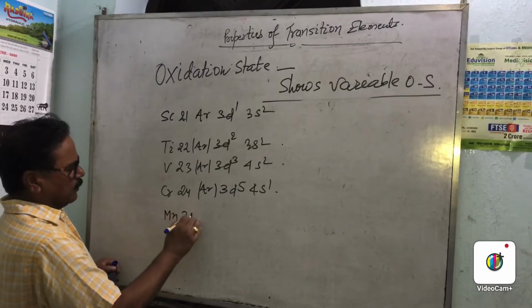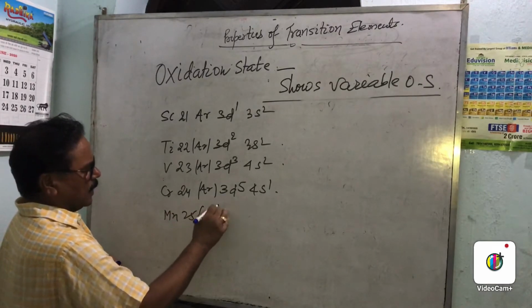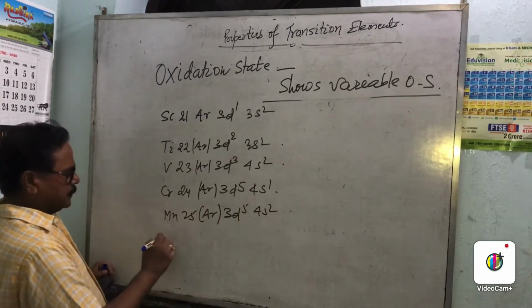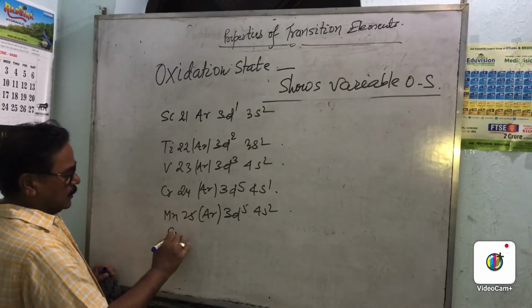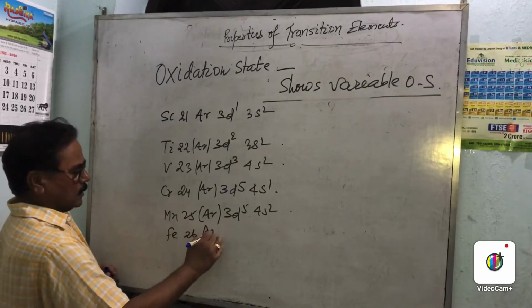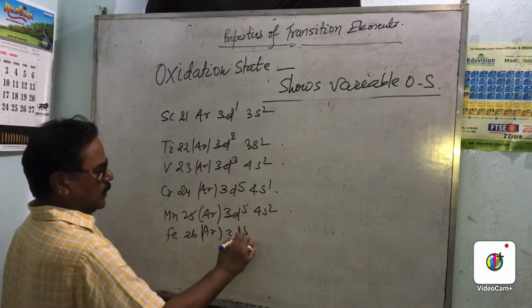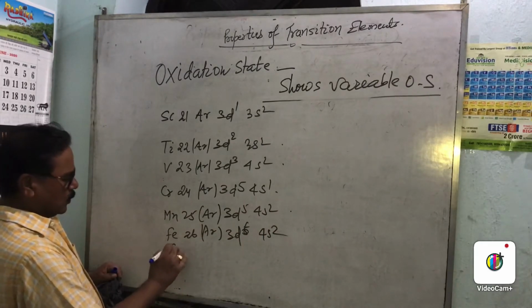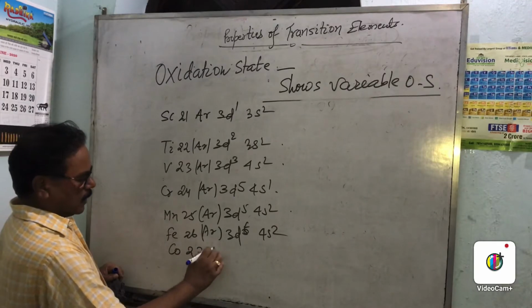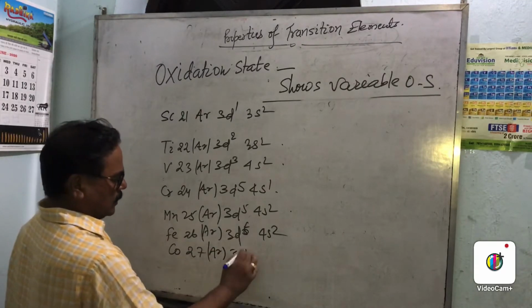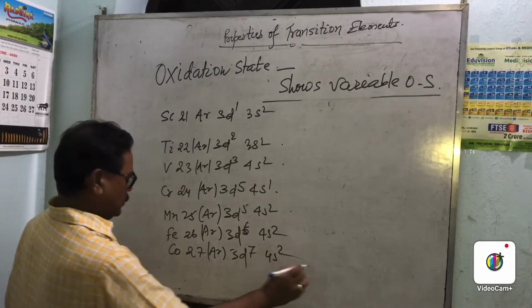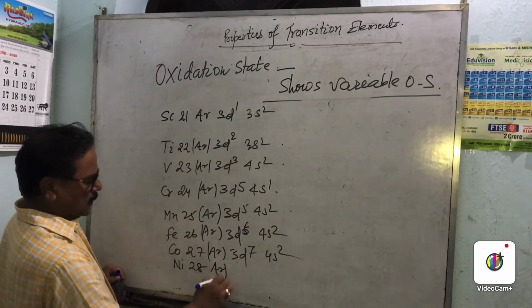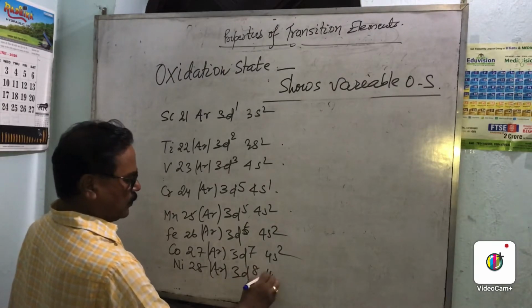So that is manganese, 25, argon 3d5 4s2. This is iron, 26, argon 3d6 4s2. Now this is cobalt, 27, argon 3d7 4s2, and this is nickel, 28, argon 3d8 and 4s2.